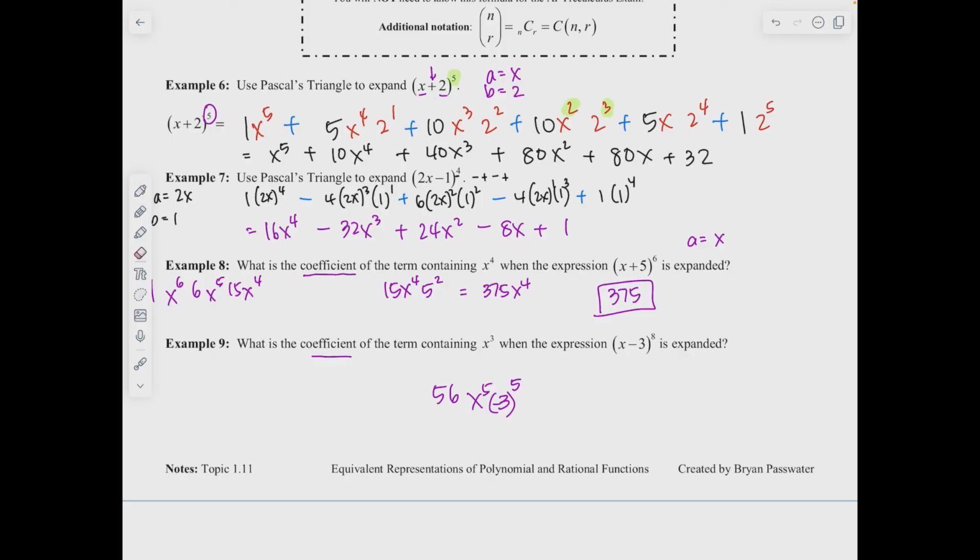I don't know why I put a 5 there. That should be x to the 3rd power because that's what we were working with. And then negative 3 to the 5th power. So 56 times negative 243 times x cubed. So this would be negative 13,608 x cubed, but I only want the coefficient, so negative 13,608. Okay, so that's how we use Pascal's triangle, and we are done.